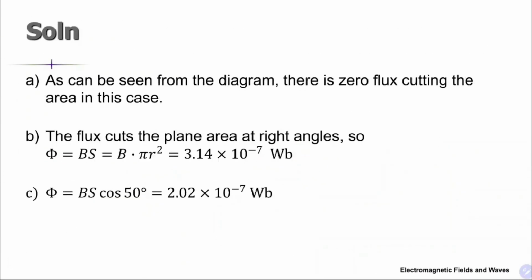Okay, solution. Obviously the first one is 0 because the flux is not cutting through the plane. The second one is just the magnitude of the two multiplied, so B times pi r squared. So 3.14 is pi, pi times 10 to the power of minus 7 Weber. And then the third one will be multiplied by cosine 50 degrees, and that gives you 2.02 times 10 to the power of minus 7 Weber. Okay, so that is the magnetic flux.